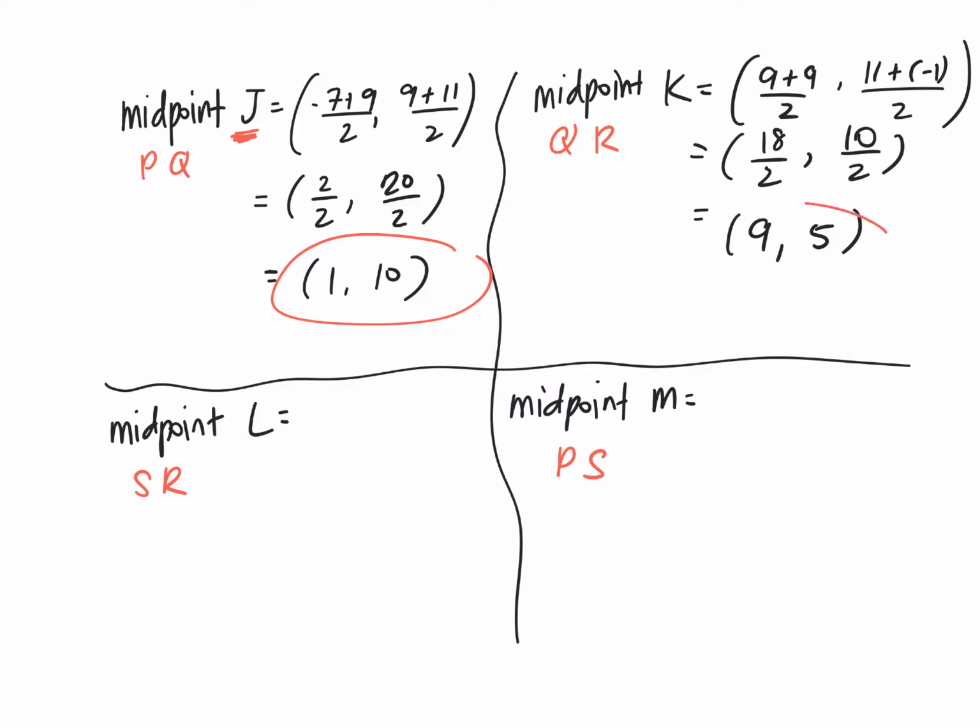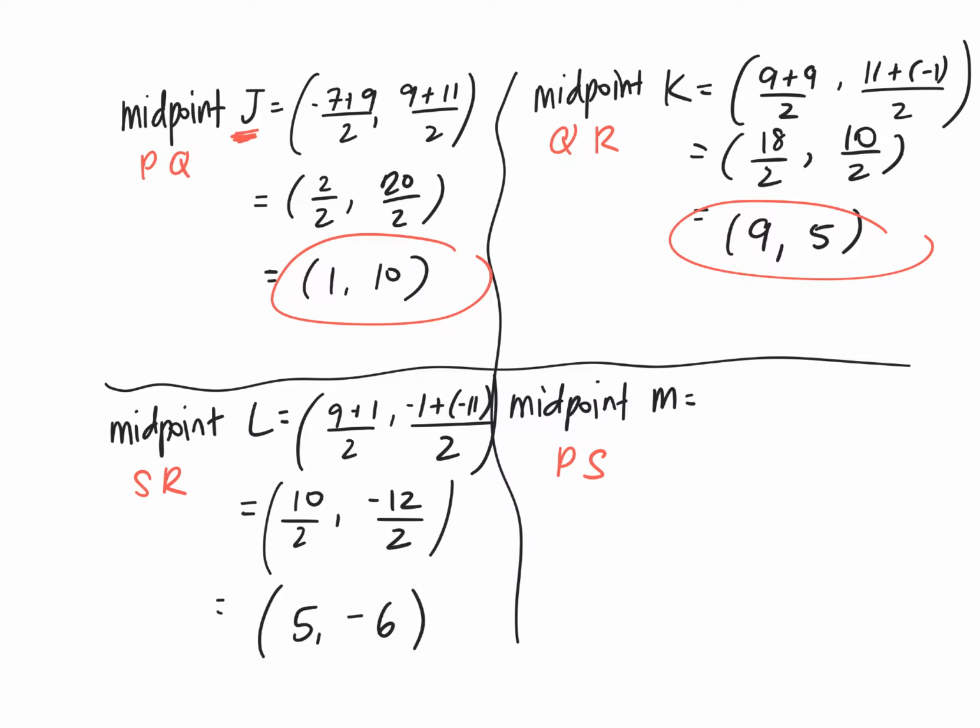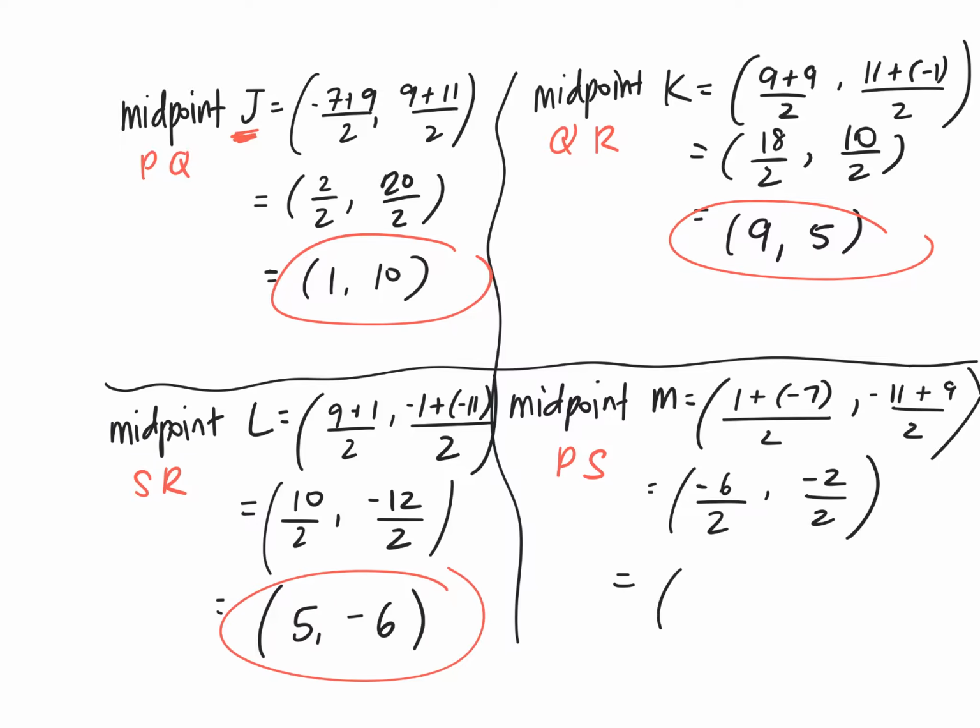Did you get midpoint K is located at (9, 5)? Okay, midpoint L is located at the coordinate (5, -6), and you can go back to the graph to verify, does that make sense? And midpoint M is located at (-3, -1). So we have the 4 midpoints. We have 4 coordinates that are formed by the lawn.